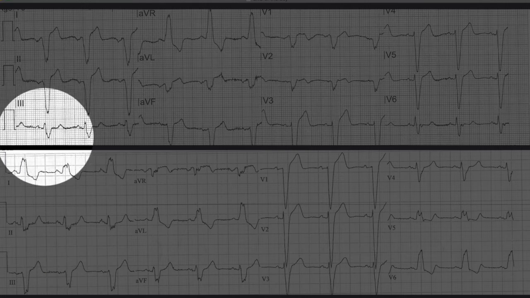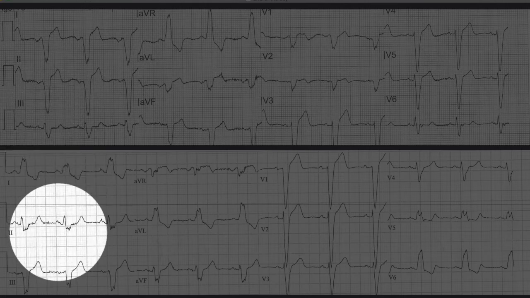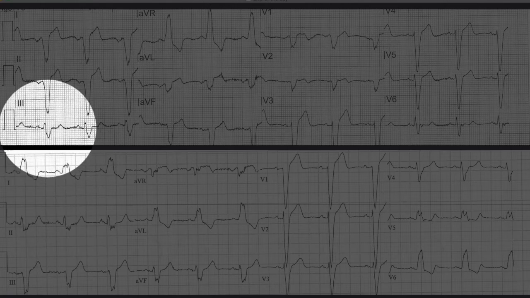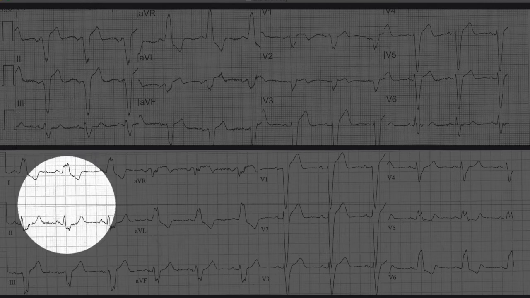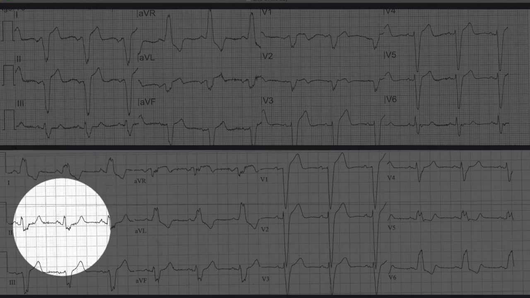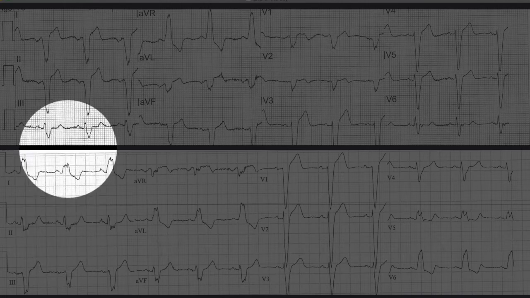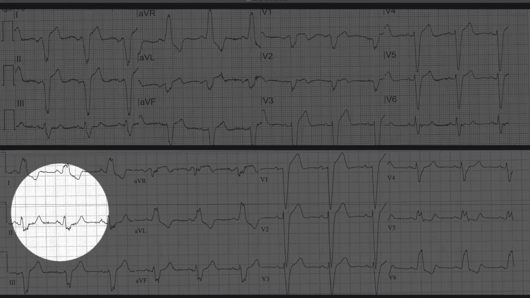And does the morphology of lead 3 in that one look like lead 2 on this one? Yes, it does. You've got that little tiny R wave and then a mostly negative S wave with the little funky stuff down at the bottom. Yes, that does look pretty much the same. So that looks like that.